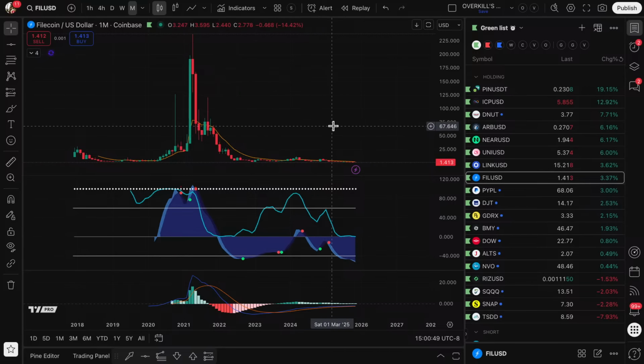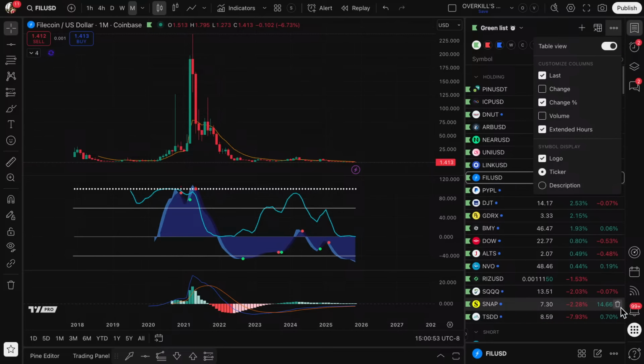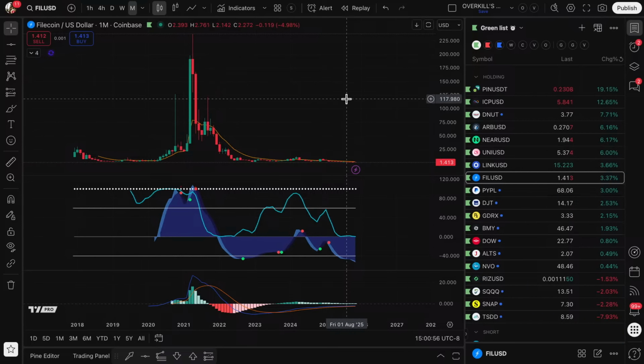What else we got? Snap is up 25% after hours. It's actually only up 14% now. It was up 25%. But it looks like it's selling off a little bit, profit taken. Alts, ALTS.